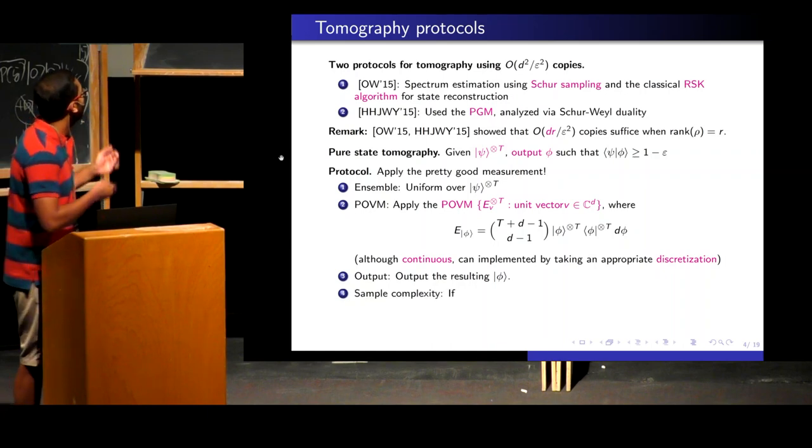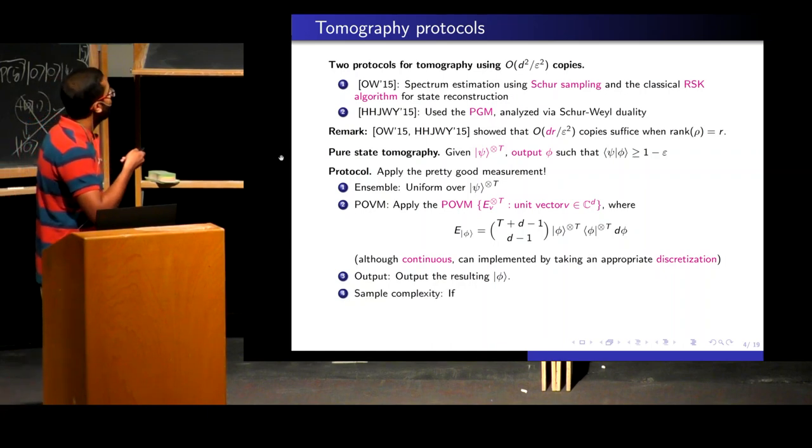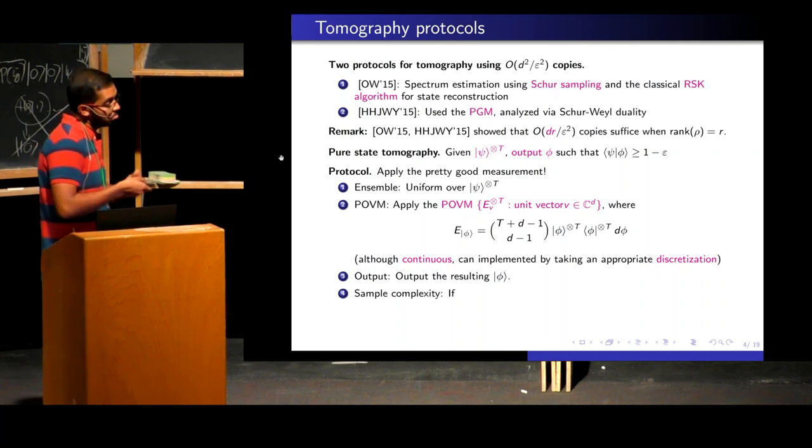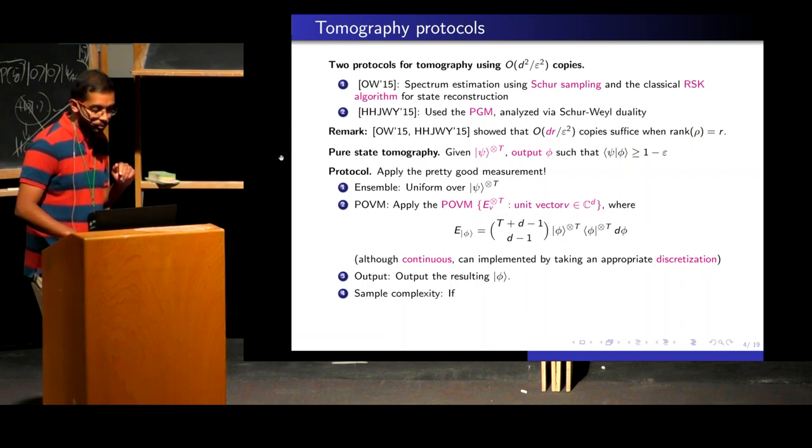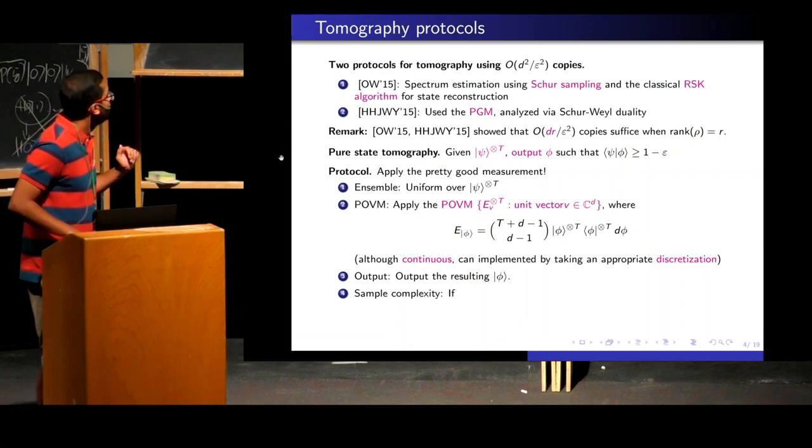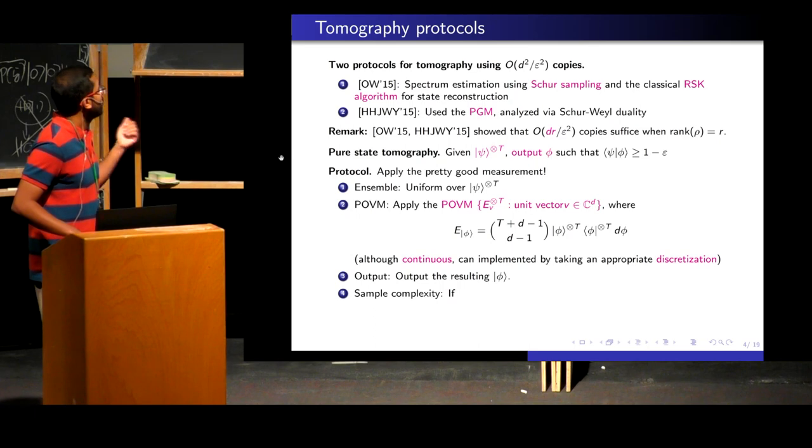So the point is, somebody gives you copies of psi, apply the pretty good measurement. The POVM operators look a bit messy, but it's exactly these operators. And then once you apply this POVM onto psi^t, it's going to output a phi, and just output phi. That's it. And again, I don't care about the description complexity. I just care about the sample complexity. That is, what is t?